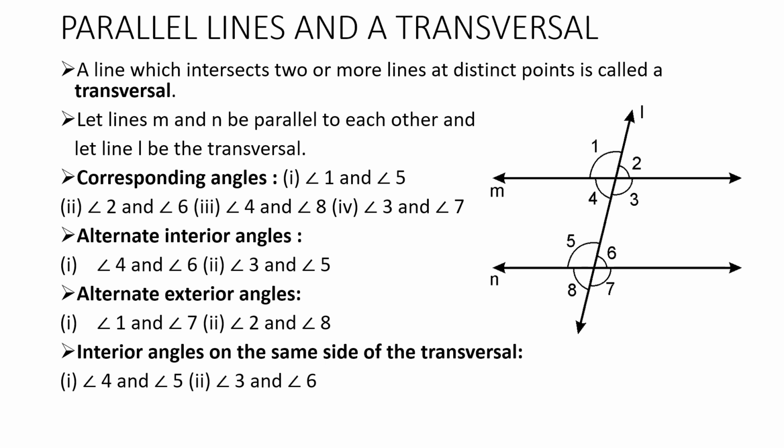Next you have pairs of alternate interior angles. 4 and 6 are on different sides of the transversal, so they are alternate. And angles 3 and 5 are also alternate interior angles. Similarly, you can also have alternate exterior angles. They will be 1 and 7, and another pair is 2 and 8.